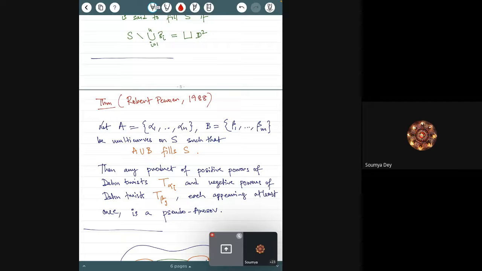Such that there is only one condition: for each of these alpha i's and beta j's, at least one candidate should be there. So say T alpha 1 should appear at least once in that product. Same for the others. So T beta 1 to the minus 1 or minus 2, something, should be there at least once. It may have repetitions; two times they can come in different places in the product. But at least once they have to come. Then the theorem is saying that any such product, this will be my mapping class, is a pseudo-Anosov element.